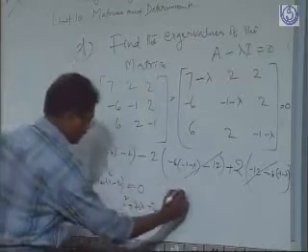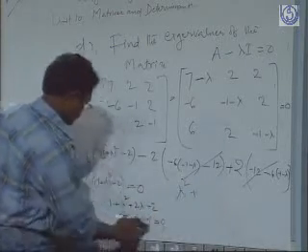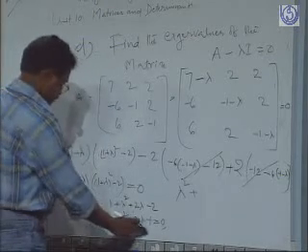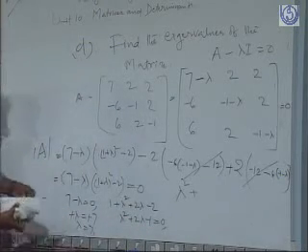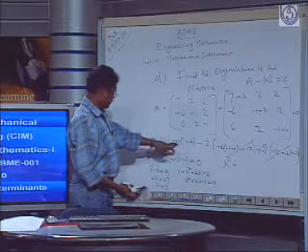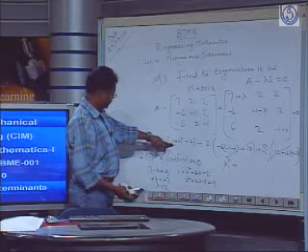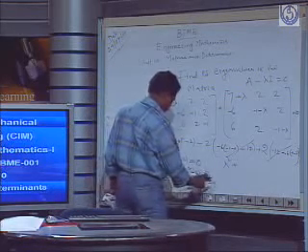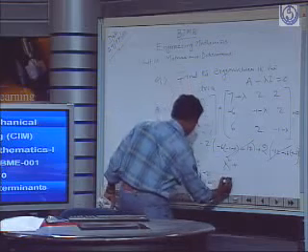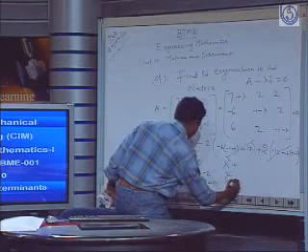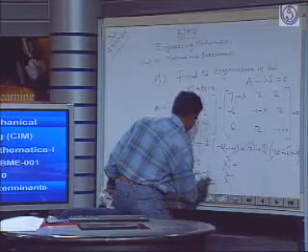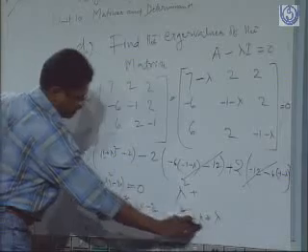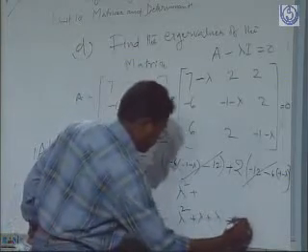So this equation will be written as lambda square plus 2 lambda minus 1, equal to 0. We can write the 2 lambda as lambda plus lambda, and continue factoring.